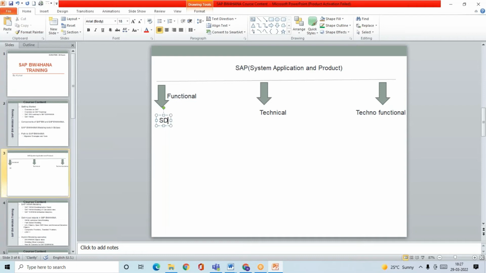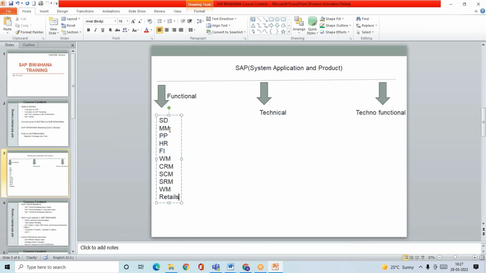Like sales and distribution, material management, production planning, human resource, finance, warehouse management, and then you have customer relationship management, and SCM, supply chain management, SRM, supplier relationship management, warehouse management, retail. Like this, we have different modules. These are all known as functional modules in SAP.